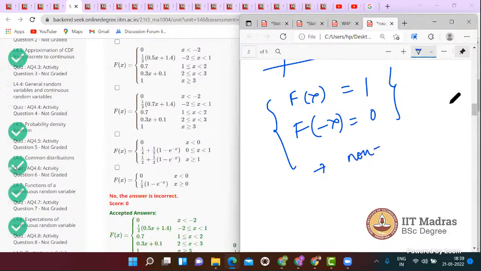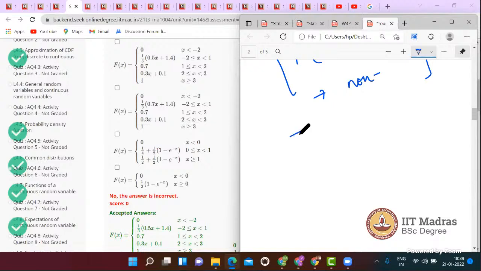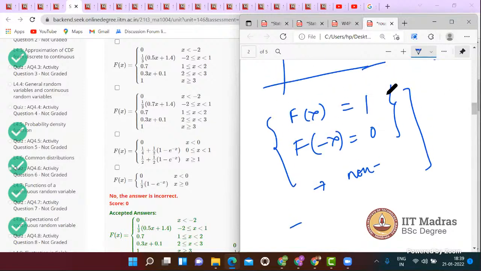After checking these three, if you are still confused, you can use some method like putting in some values to find a discontinuity, or you can differentiate to get the PDF and calculate the area to see if you get 1. You can do those if you're not able to crack it with these three things.